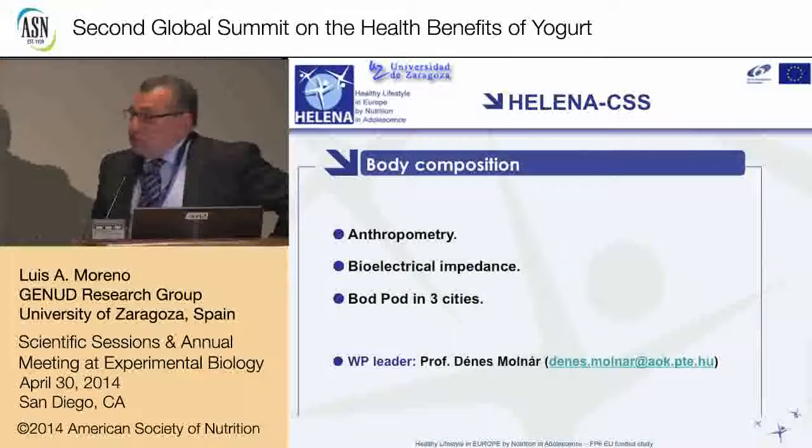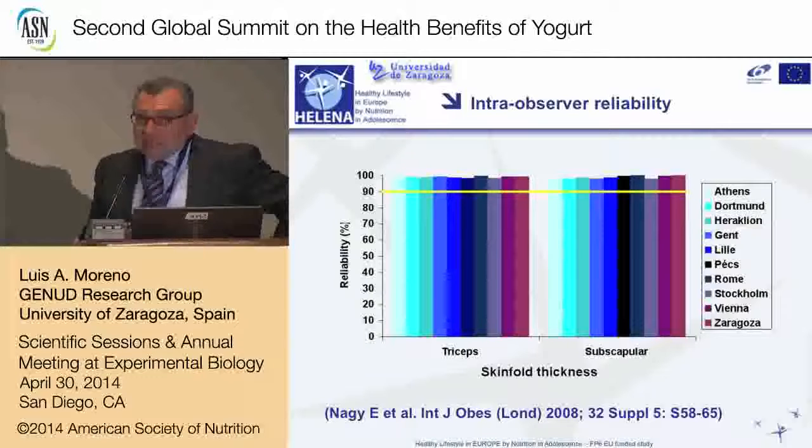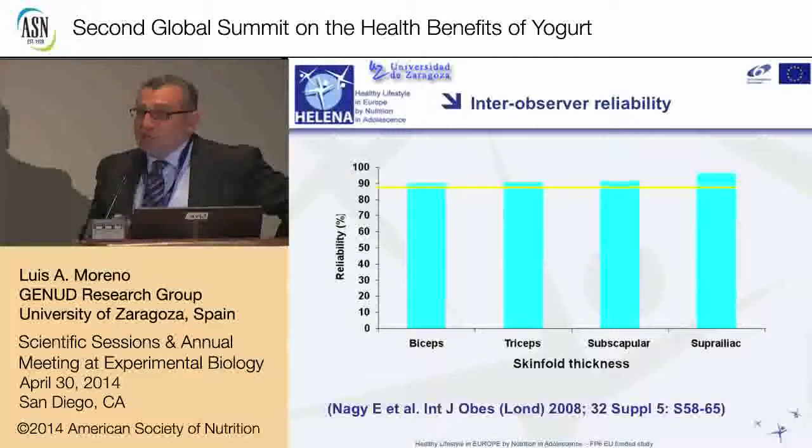Of course, we assessed body composition using anthropometry, weight, height, skinfolds, and also circumferences, but also bioelectrical impedance, and we did some methodological work using air displacement plethysmography. As it is a multicenter study, it was important to assess the reliability of the measurements. This is especially relevant for the skinfolds, and we can see here the intra-observer reliability that was in all the cities higher than 95%, and probably more difficult was to have a good inter-observer reliability, and here again, for all the skinfold thicknesses as an example, we had a reliability that was higher than 90%.